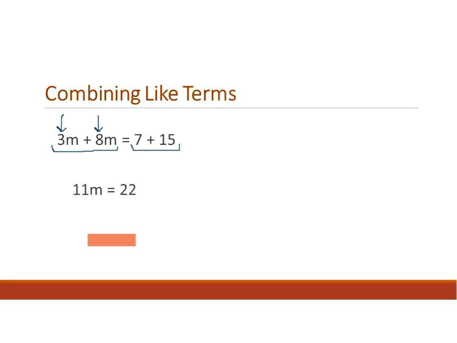Now we've got something like our first two equations, where we simply have to undo the multiplication of 11 and m so that m gets by itself. So we divide both sides by 11. 22 divided by 11 is 2. And the 11 over 11 just go to 1.